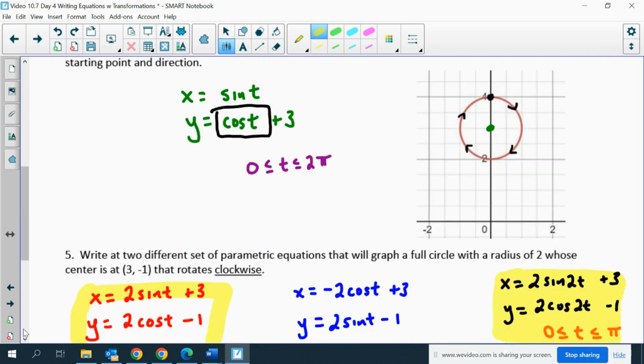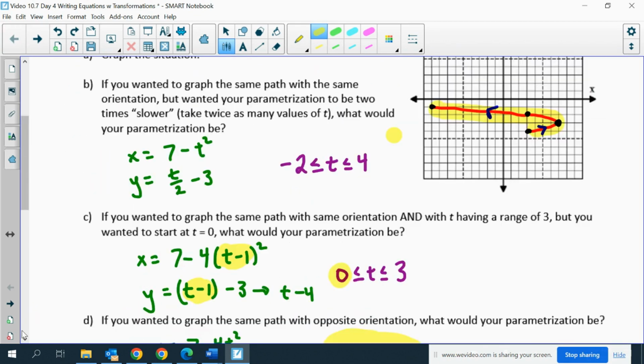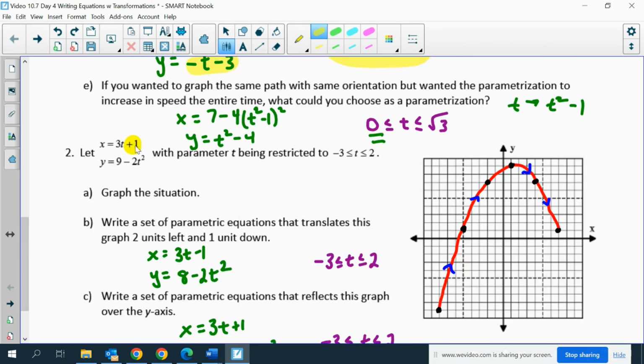And then finally, I can write a set of parametric equations for this graph by just realizing that I have the vertex at 3, -4. So notice that I have x equals t plus 3 and y equals 2t squared minus 4. So this center or vertex is what we talked about earlier, noticing this 1, 9 was my vertex. I see that shifting occurring here. And then when I wanted to shift it, I just shifted -2 and -1 for x and y.